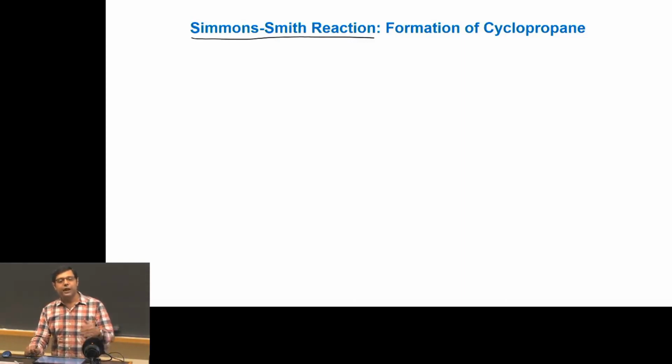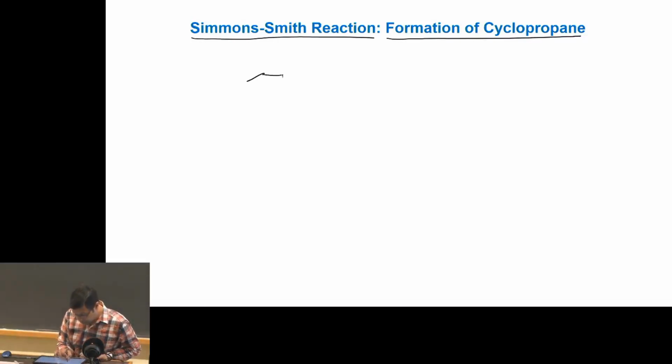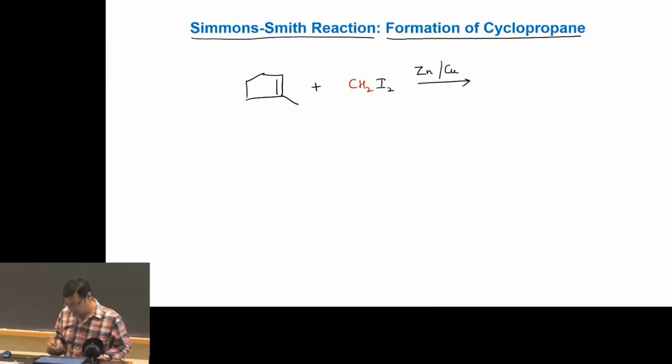The next reaction we are going to take a look at is called the Simmons-Smith reaction. Now, often in organic chemistry, you will see reactions are named after the scientists who have come up with the reaction. The Simmons-Smith reaction results in the formation of a cyclopropane ring. All right. So let's write the reaction. Let's say you start with this alkene. The reaction conditions for Simmons-Smith: diiodomethane, CH2I2, in the presence of zinc and copper. Usually the solvent used is ether.